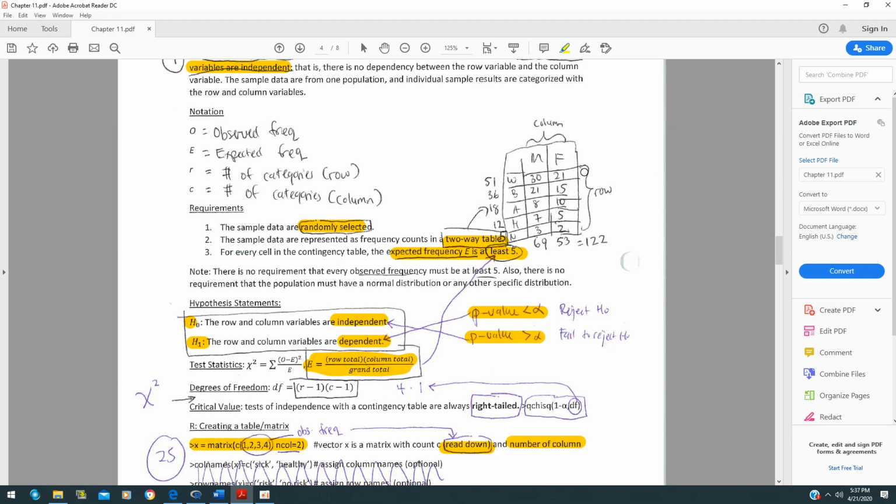So in this case, 51 is your row total. A column total means the total of this column, so you add this one up and you get 69. And then the grand total means you total the whole thing up, which in this case is 122.